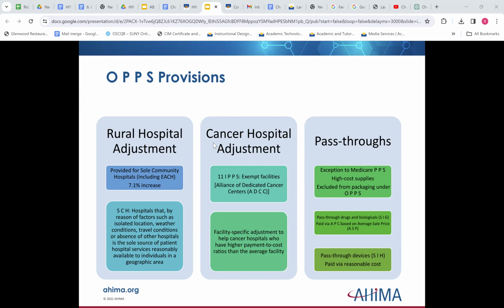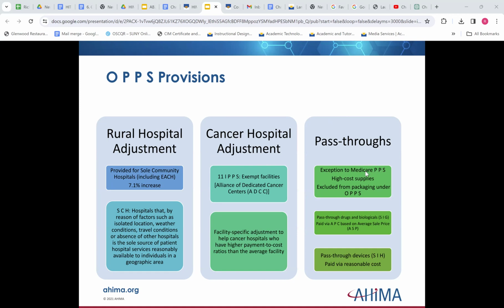On the left-hand side of the slide, we see the rural hospital adjustment. And this is for like a hospital that's the only one for miles and miles around. And so as a result, since they're taking on a lot of people from such a large area, they get an adjustment for that. And then finally, on the right-hand side, we have the pass-throughs.